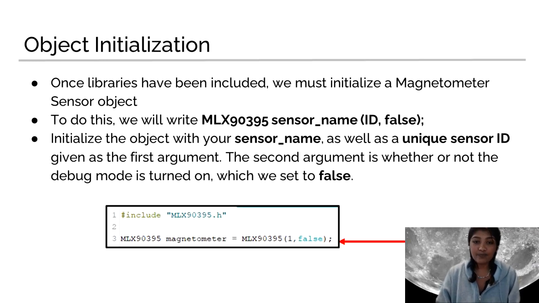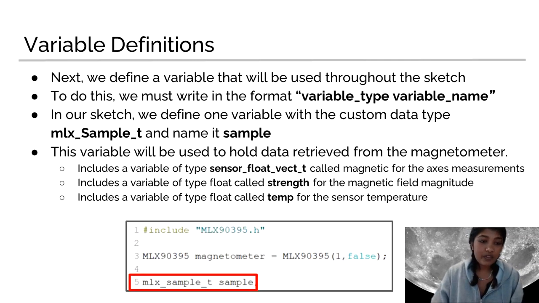Object initialization. Once the libraries have been included, we must initialize a magnetometer sensor object. To do this, we will write MLX90395 sensor_name(ID, false). Initialize the object with your sensor_name as well as a unique sensor ID given as the first argument. The second argument is whether or not the debug mode is on, which we set to false. The code described is displayed below.